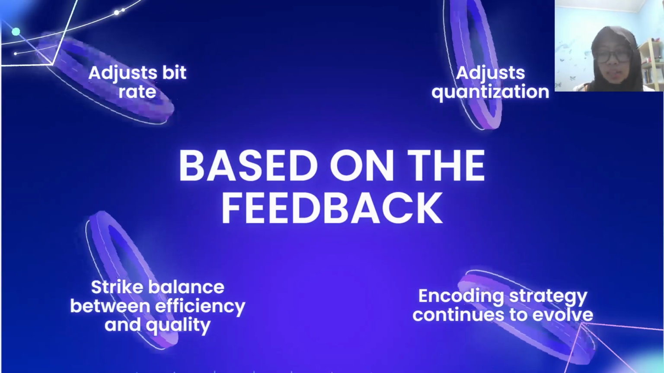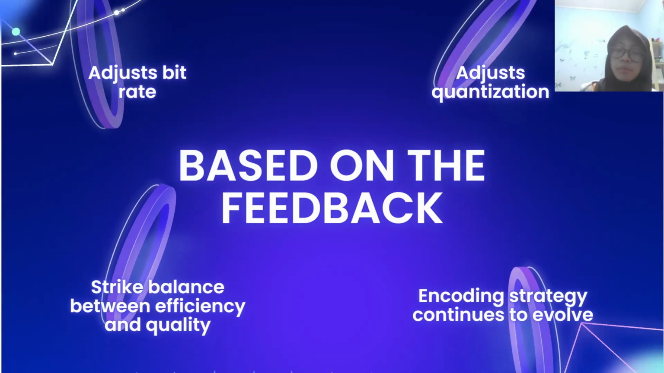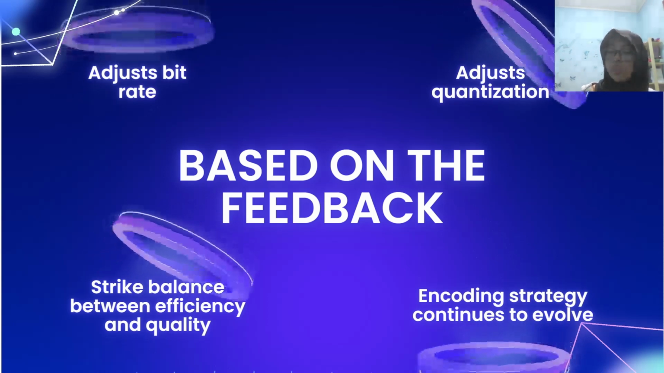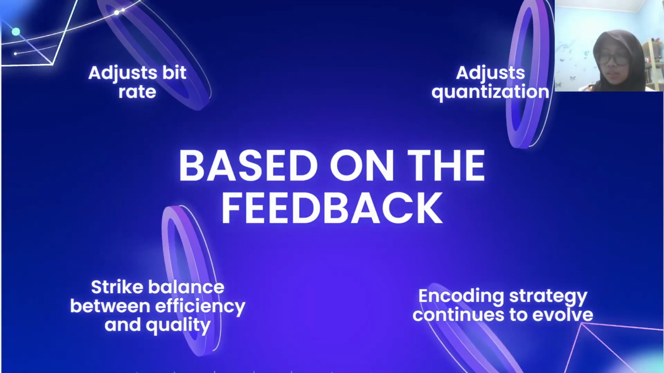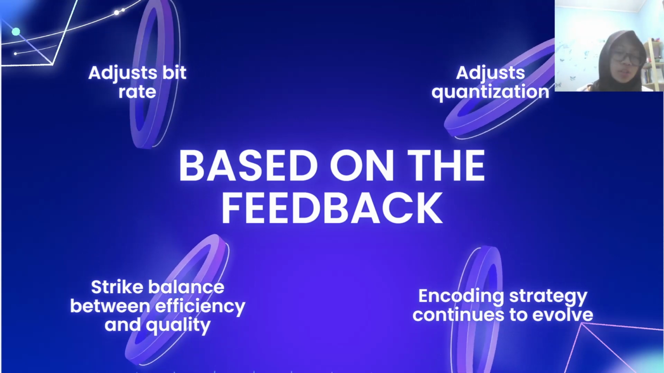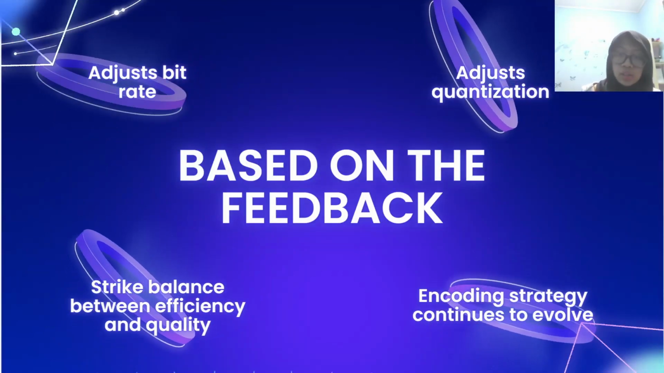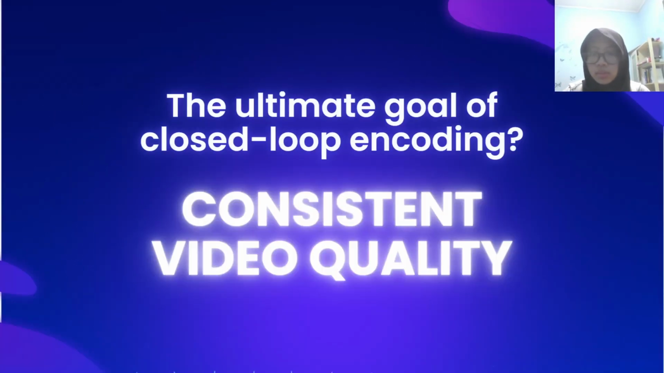Next, we learn about what it can do based on the feedback it receives. It can do a lot of things. First is adjusting the bitrate, then adjusting the quantization, then striking a balance between efficiency and quality, and the last one is to continue evolving the encoding strategy. So what is the ultimate goal of closed loop encoding? The ultimate goal is consistent video quality. Why? Because it will continuously tweak and improve to make sure you get consistent video quality.